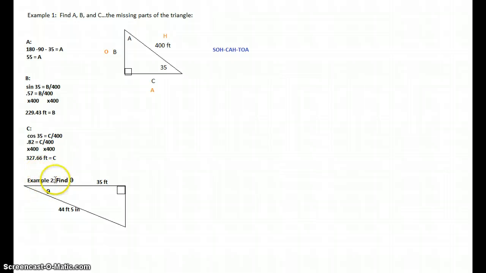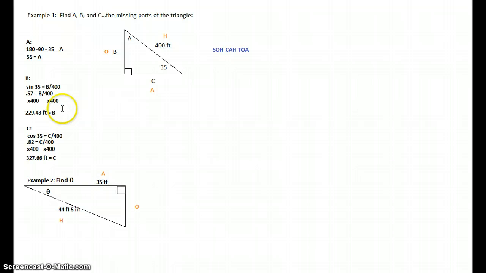Example 2 says we want to find theta. I know that this side of my triangle is 35 feet. I know that this side of my triangle is 44 feet 5 inches. And I know that this is theta. According to theta, this is the hypotenuse. This side is going to be the opposite, and then this side is the adjacent. So I'm going to go ahead and label that with H, O, and A: hypotenuse, opposite, and adjacent.